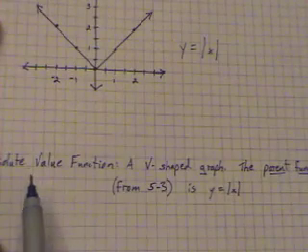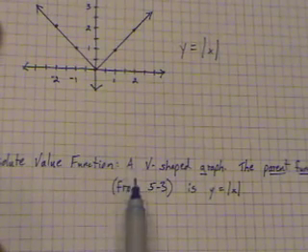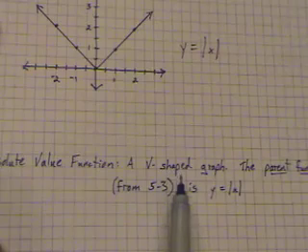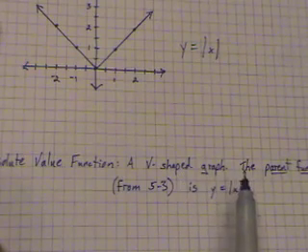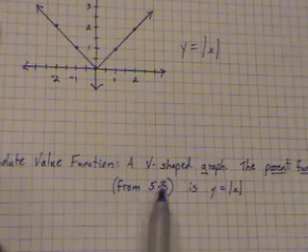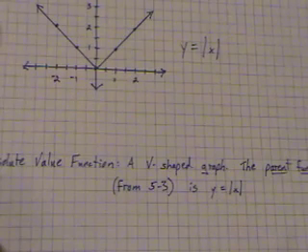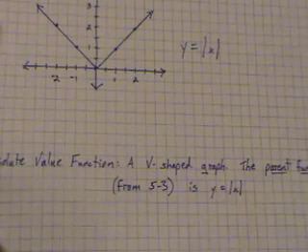So here's your first vocabulary word. Absolute value function. Write it down. Here's your definition. It is a V-shaped graph. The parent function, a vocabulary word from lesson 5-3, is y equals the absolute value of x.